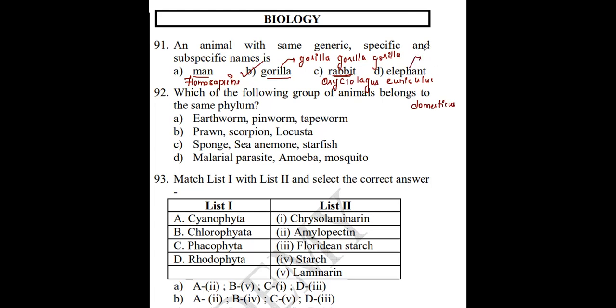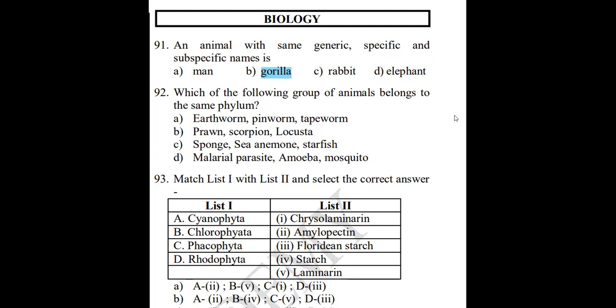And we know for elephant, the scientific name varies between the African elephant and the Asian elephant. So I'm going to write the Asian elephant, which is Elephas maximus. Okay, yes. So genus, species, subspecies, everything is going to be the same in the gorilla. So the animal is going to be gorilla. So the answer to this question is option B.